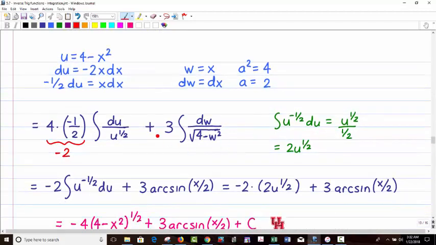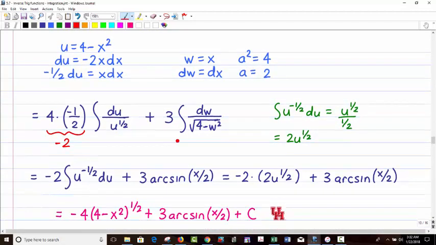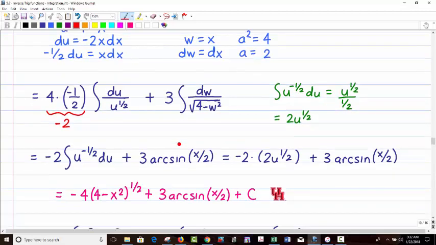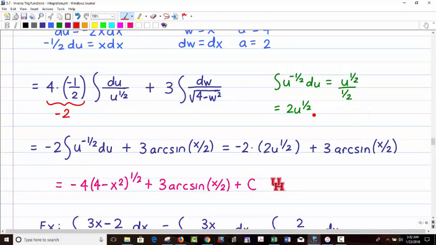So it's just 3 times arc sine of x over 2. Over here, I'm just writing out the antiderivative of u to the negative 1/2 just to show you what it was there. So that antiderivative produces a 2 right here. This 2 that I'm pointing at in red combines with that negative 2 to make that negative 4. And then it's just 4 minus x squared to the 1/2.